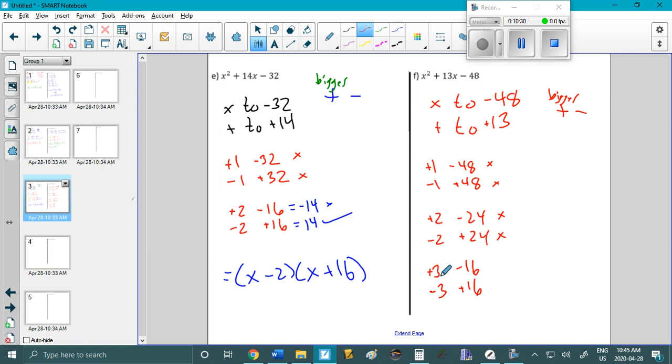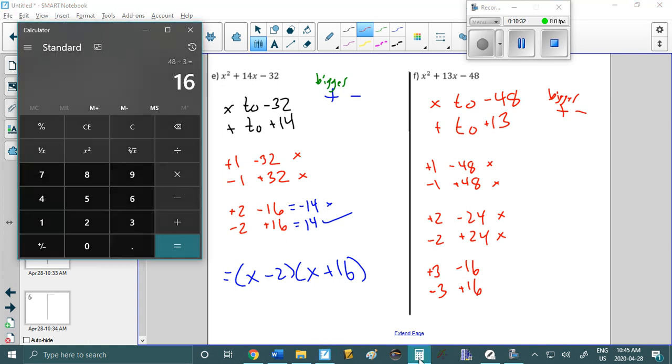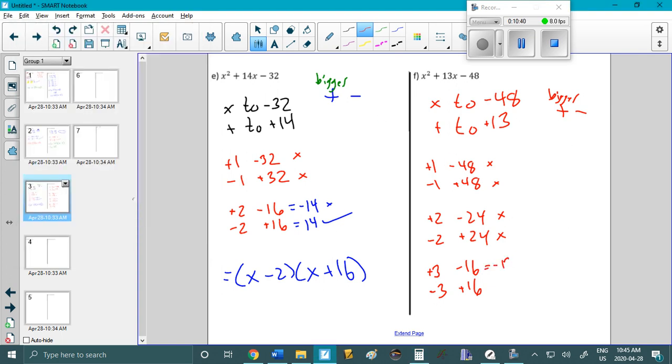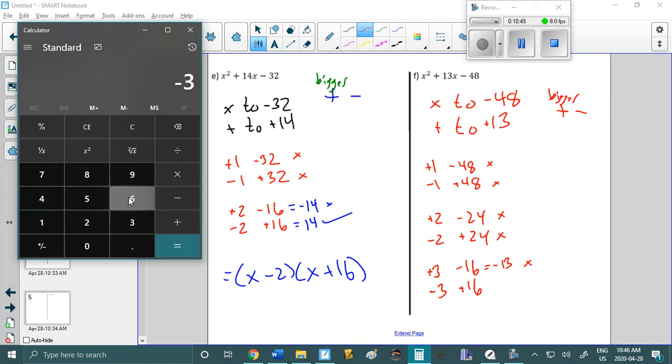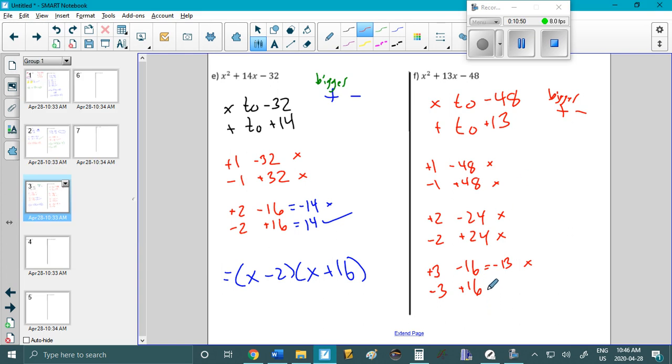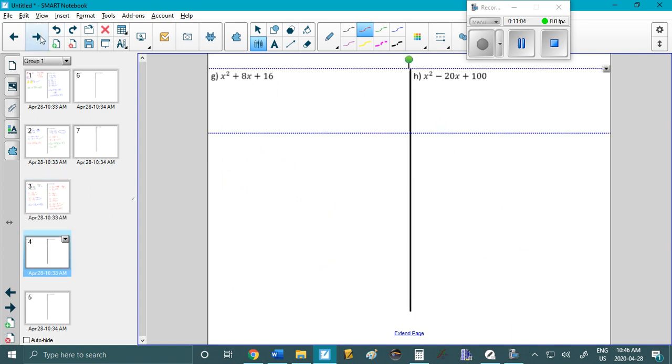But if you're not good with that, you can just check it. So 3 minus 16 is negative 13. But we want positive, so this isn't it. Negative 3 plus 16 is positive 13. And then I look at my b value. I'm good to go. This is my answer, so I get x minus 3, x plus 16. Okay, moving on.